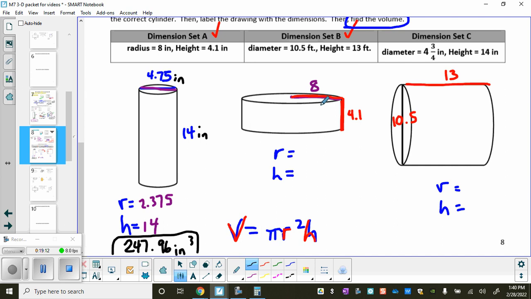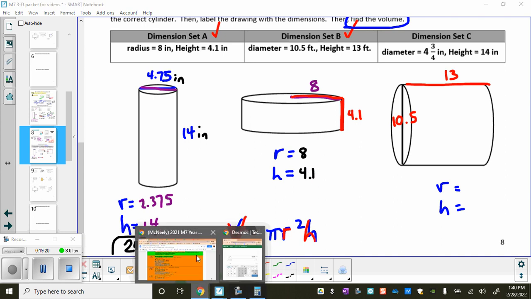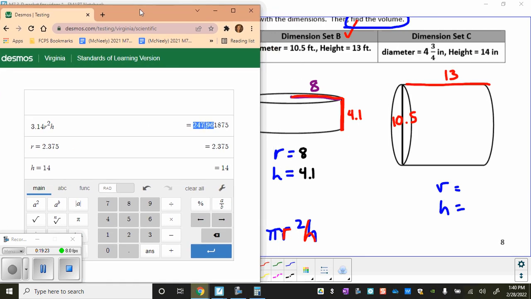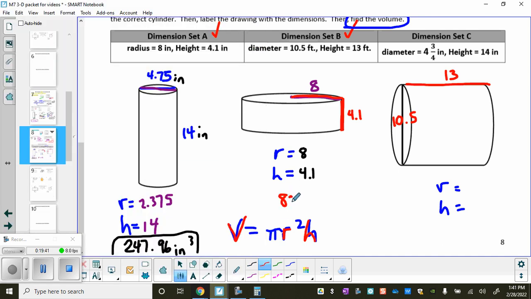Next one, very easy. Because the radius was already given, we have the 8. The height is a 4.1. So we can just use Desmos for that. All right, the radius we know is an 8 now. The height this time is a 4.1. So when I put in those dimensions, we get an 823.936. I'm going to use the 6 to bump this up to a 9.4. So 823.94. And this matched dimension set A. These were inches. So we're going to say cubic inches.